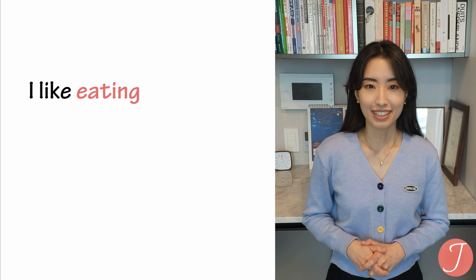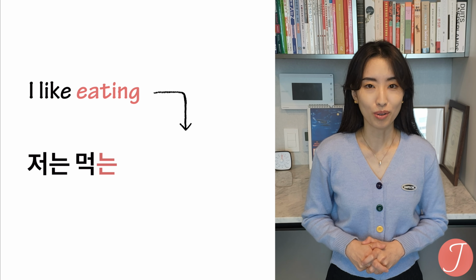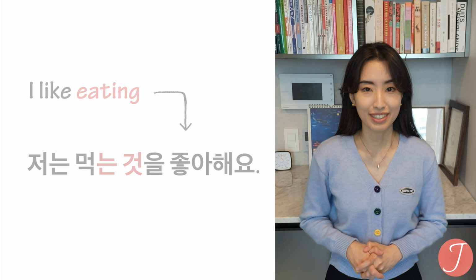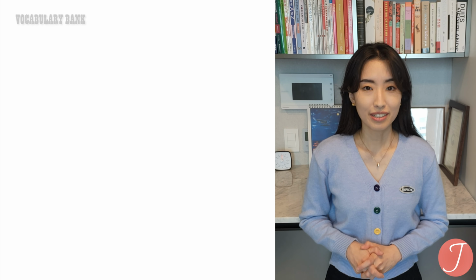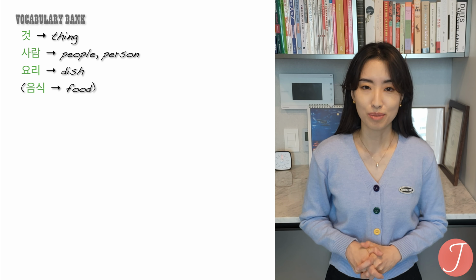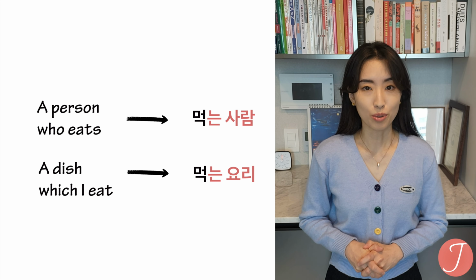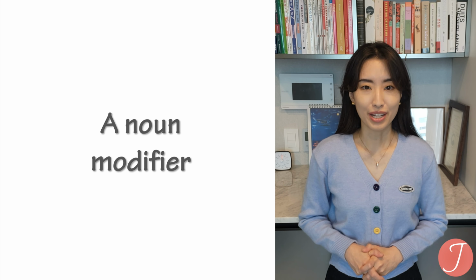Should we take a look at how it's used? The sentence I like eating can be expressed as 저는 먹는 것을 좋아해요. But with this grammar, the expressions a person who eats, a dish which I eat can also be used. This word 것, which means thing, can be replaced with the word 사람, which means person, or the word 요리, which means dish. For example, a person who eats is 먹는 사람, and a dish which I eat is 먹는 요리. In this case, these forms of words which classify as verbs grammatically are called a noun modifier in English.